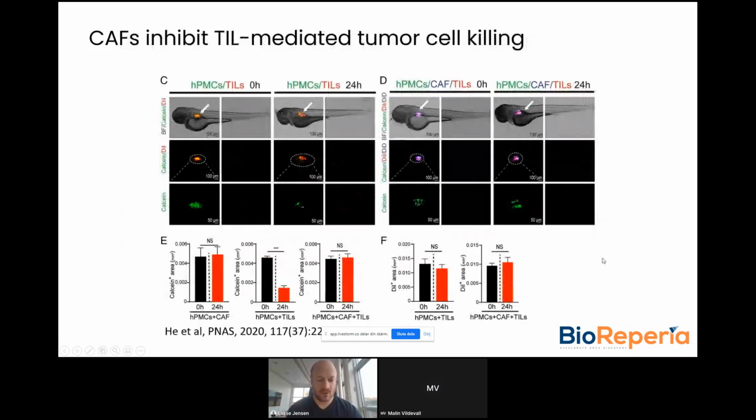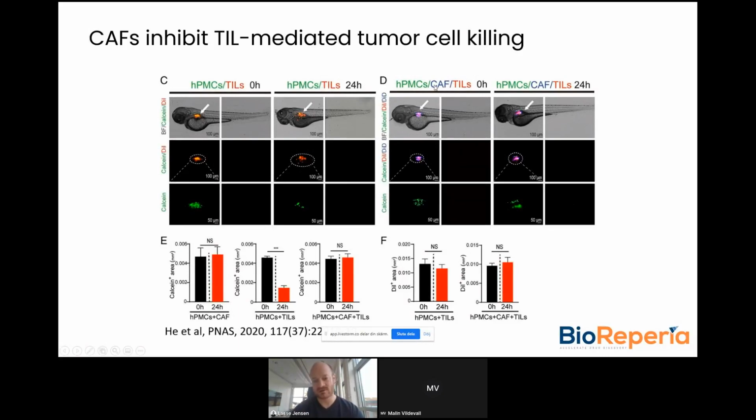Also, He et al. demonstrated that this ability of the tumor infiltrating lymphocytes to kill the melanoma cells, which was clear in the zebrafish tumor system when only these two cell lines were used, but which was not seen in the patient. This tumor killing ability of the TILs could be inhibited by adding cancer-associated fibroblasts from the same patient.